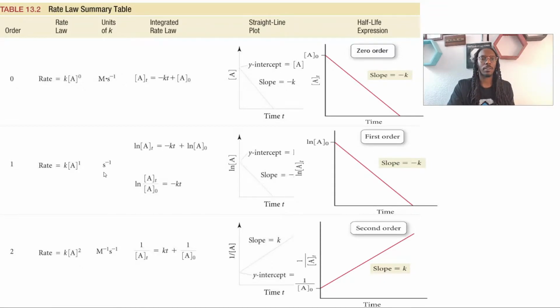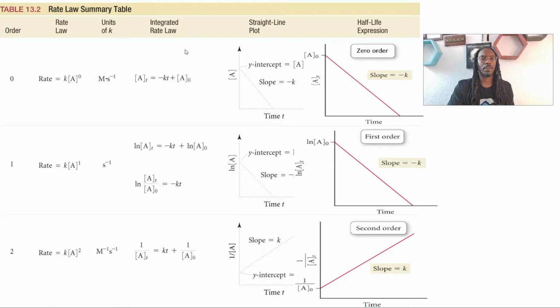First order is a little bit different. We just got our seconds^-1. And we understand, right, first order is because it's independent of that concentration. Second order, we got our molarity on the bottom, seconds on the bottom, 2 here.